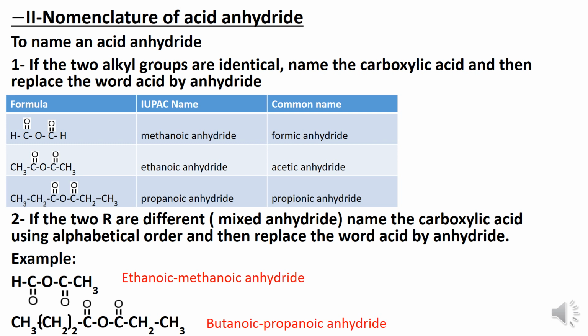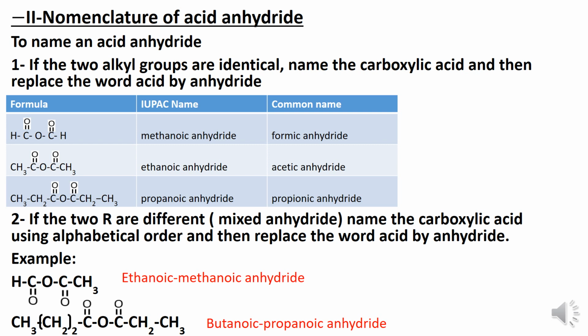The first example, you have on the left side one carbon, on the right side you have two carbon atoms. It means you have ethanoic and you have methanoic, but the E is before the M, so you name it ethanoic methanoic anhydride.